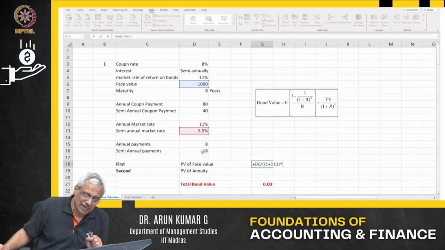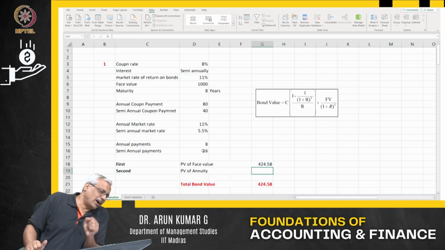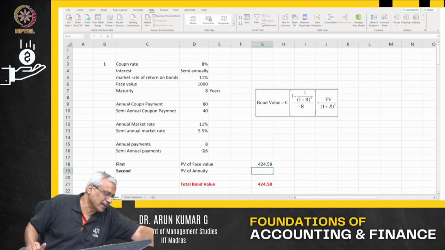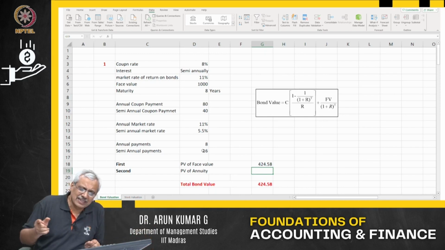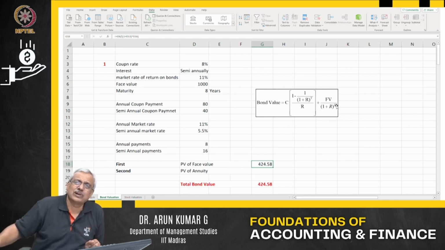I'm going to have 1.055 to the power of 16 is basically what I will take into consideration at this stage, and this will be the face value of the bond out here in this particular case. Now, what is the present value of the annuity? Please note, what is the present value? Because see what did I do out here in this case? The number of periods T is not 8, T is 16, because it's going to get compounded every 6 months.